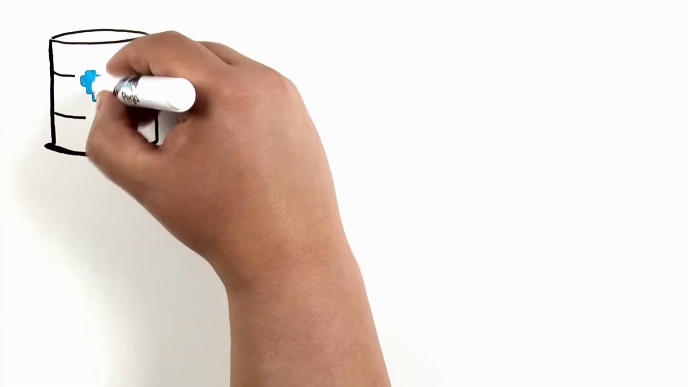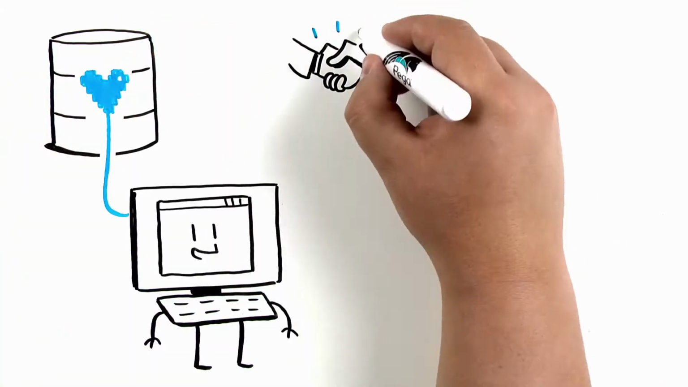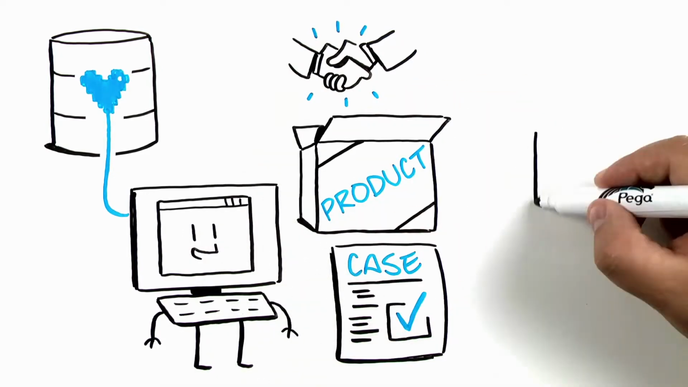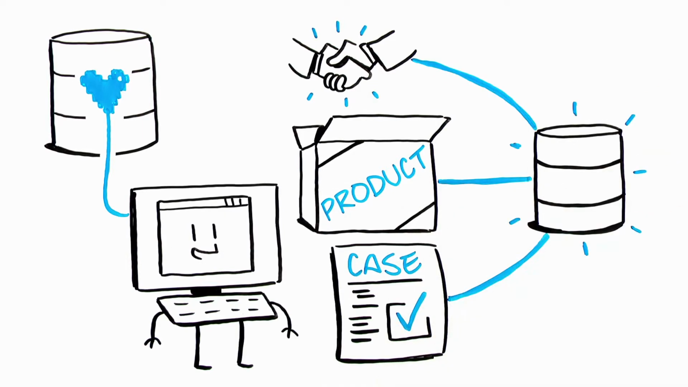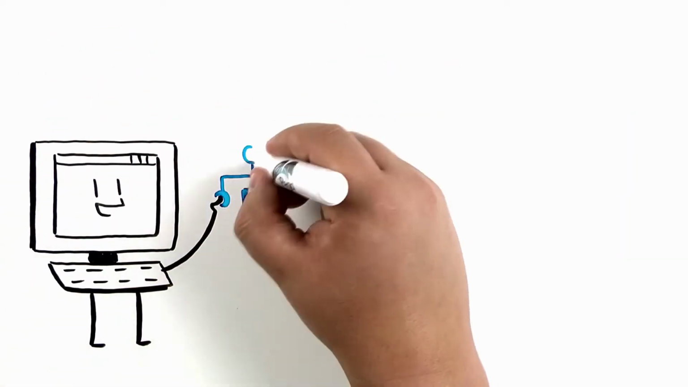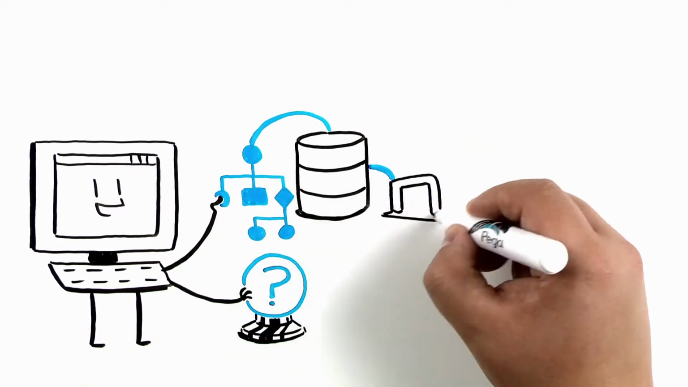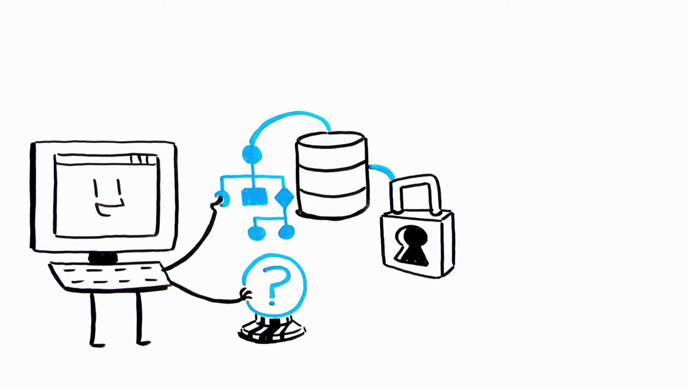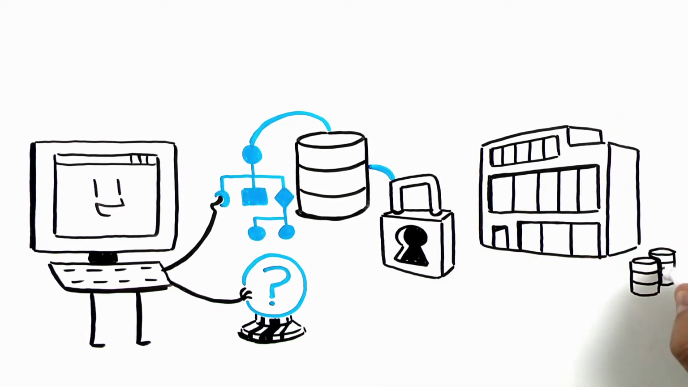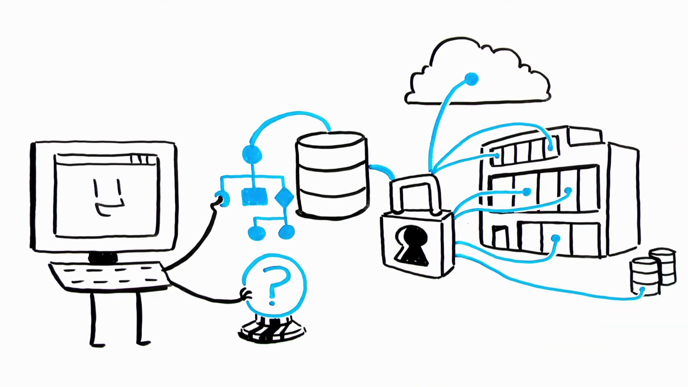Data is the lifeblood of your strategic business applications. Every customer interaction you have, product you deliver, transaction, or case you process, they all depend on and generate data. Your applications, especially those that automate processes or make real-time decisions, need to manage data efficiently and securely. That's easier said than done because your data is created and stored all over your company and in the cloud, in different systems and formats.